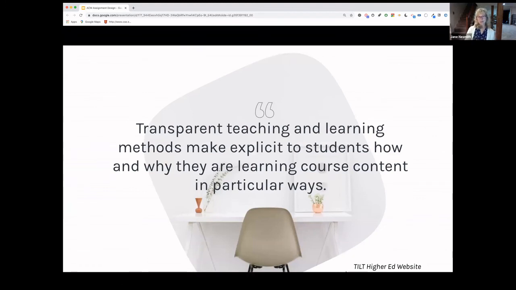So let's go ahead and go to the next slide. And right here we have the definition of transparency from the TILT website. And what they say is transparent teaching and learning methods make explicit to students how and why they are learning course content in particular ways. So that idea of being explicit to our students so they know why it is that they're doing certain things in a certain way. And this is an important pedagogical approach, and it's particularly important when we might be meeting face-to-face with our students less frequently, so they have fewer opportunities to ask us questions. So it's especially important when we're going to be working in an online situation. Next slide, please.